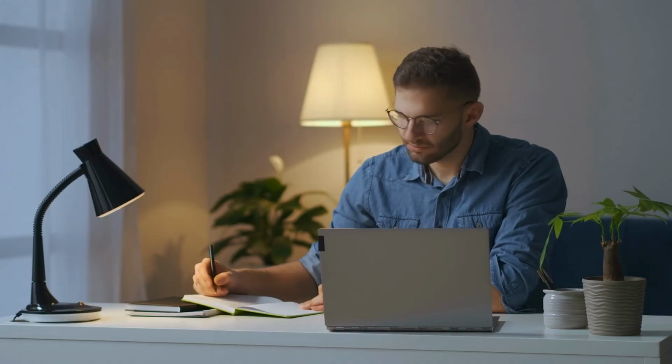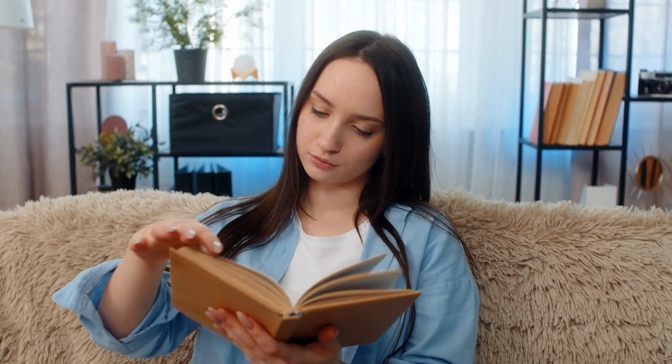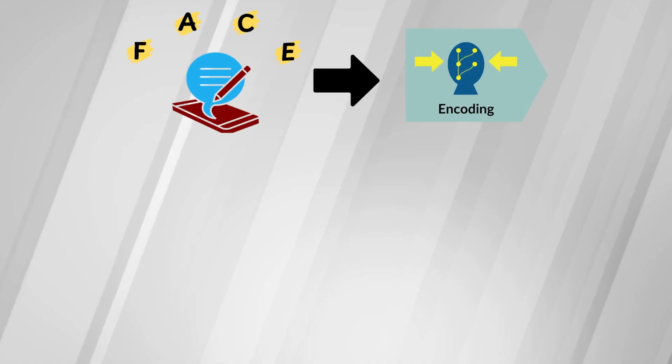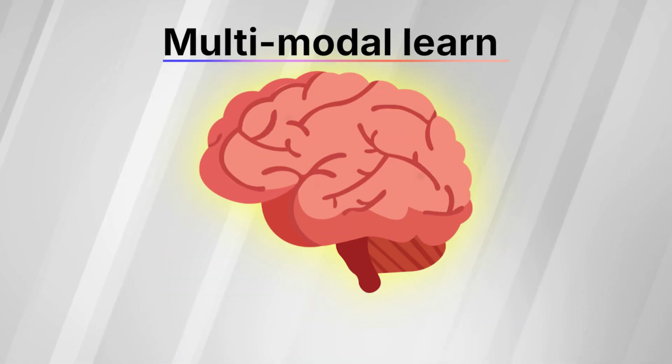Once you understand how your brain learns, you can align your processes to make each phase of the learning process more effortless yet effective. The next time you read a non-fiction book, try fixing the common leaks as you encode, consolidate, and retrieve the insights. And amplify your learning with multi-modal learning.